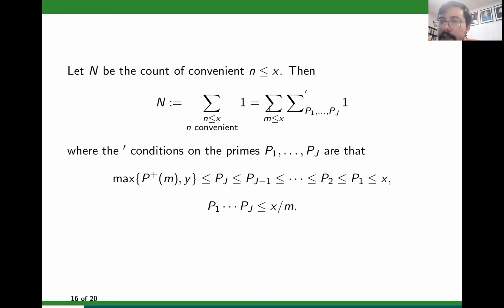And then I'll rewrite this sum of ones using my decomposition as a double sum over m and tuples p1 through pj. The conditions I want on my tuple just say that p1 through pj are the largest prime factors of m times p1 through pj, the largest prime factors of n. They also encode that all of the p's are bigger than or equal to y, which is another requirement of a convenient number. And the second line, p1 through pj less than or equal to x over m, is needed so that the final number n, which is m times p1 through pj, is less than or equal to x. So I've written the number of convenient n's as this double sum. Again, I'm not really doing very much, but we'll see that this actually is useful in a second.